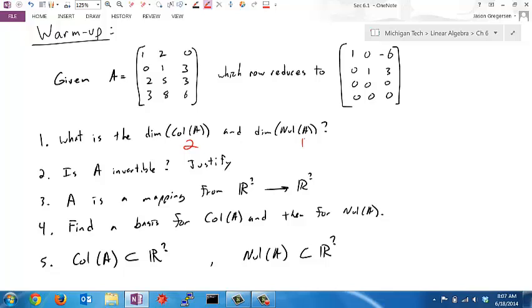So I have 2 vectors in the basis, the dimension should be 2. And of course, it also answers this one right away. Find a basis for the column space, it's just these first 2 vectors. Now what about the null space? There's a couple of ways we can get to that. We have a fancy theorem that tells us the dimension of the column space plus the dimension of the null space should be what?